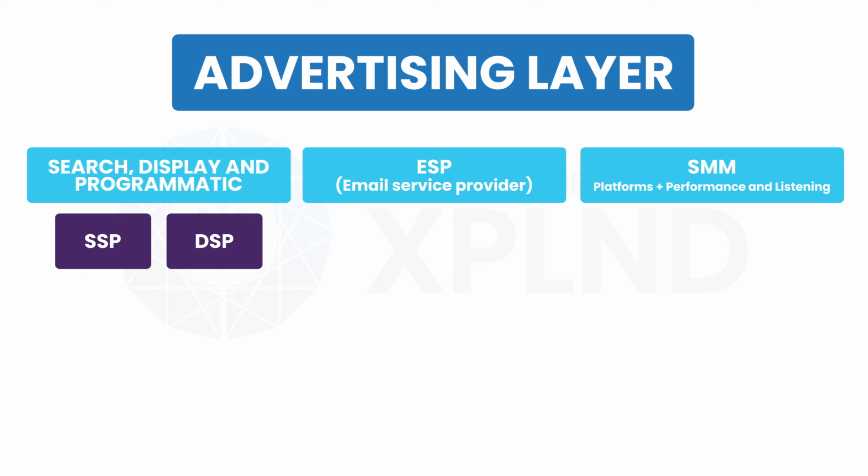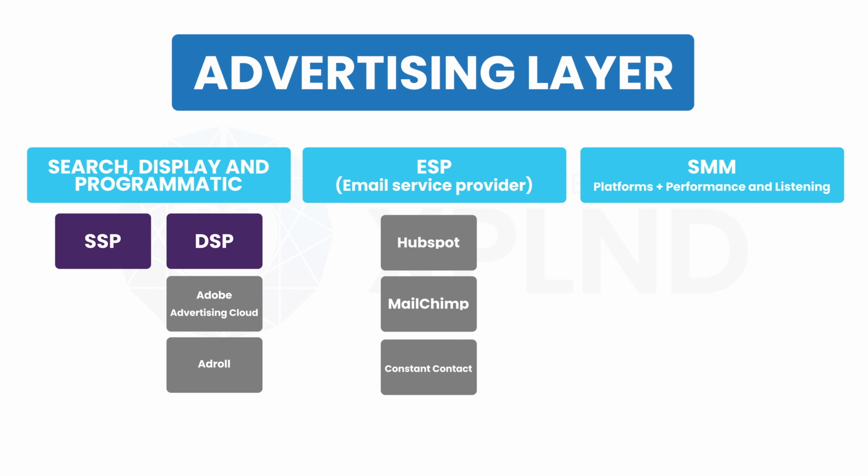Examples of your DSPs are your Adobe Advertising Cloud or AdRoll. Going back to your ESPs, your email service provider, you'll have HubSpot, MailChimp, Constant Contact, and then again your social tools. So your advertising layer is just collecting data from all these advertising tools that you're going to then send to other parts of your marketing tech stack to store it, save it, use it for later.